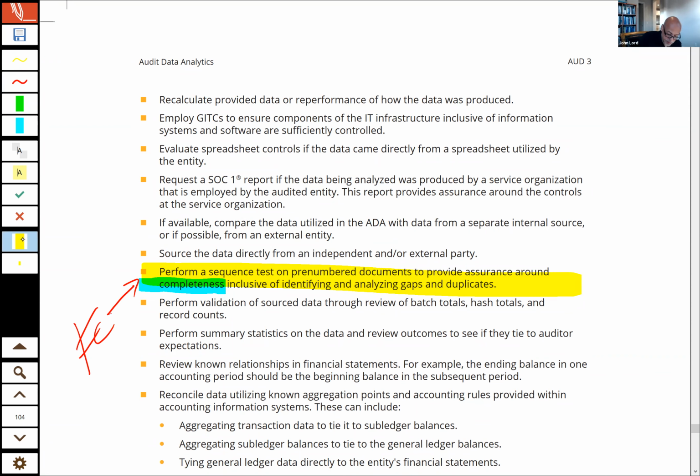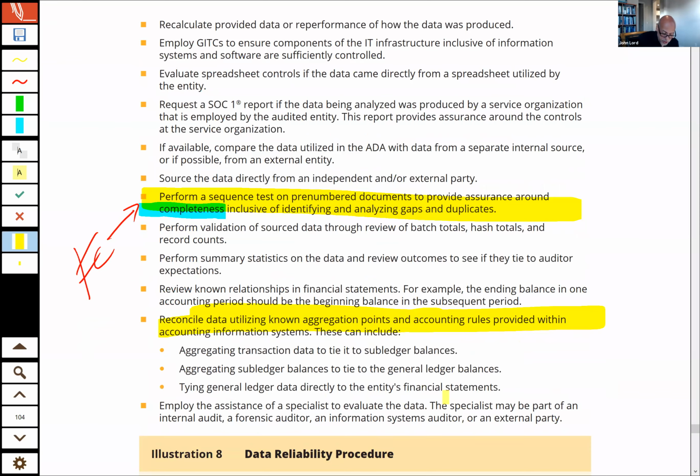Reconciling data, okay, utilizing known aggregation points and accounting rules provided within the accounting information. So aggregating transaction data to tie to subsidiary balances, aggregating subledgers, subsidiary balance to general ledgers, tying general ledger data directly to the entity's financial statements, okay? I mean, this has got to be done in every audit, whether you use data analytic techniques or not. I don't care if you have to use a calculator.